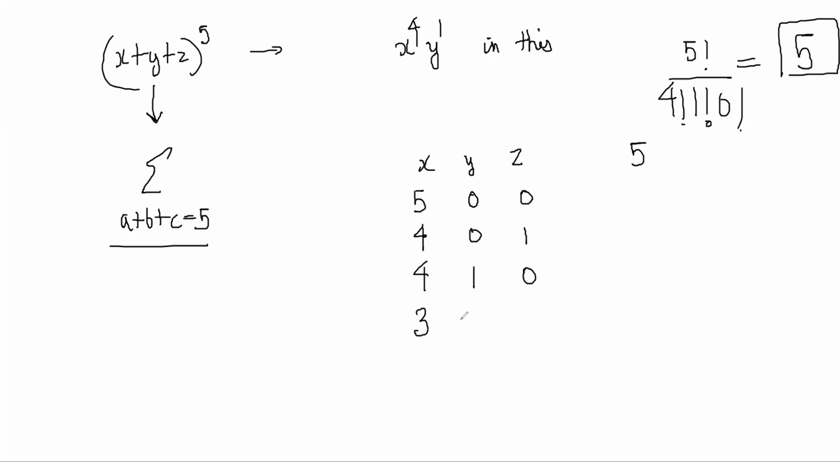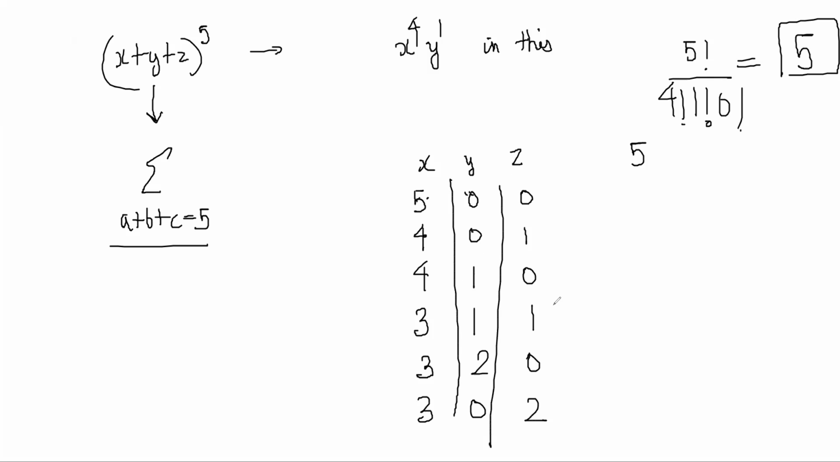You can do 3, 1, 1. You can do 3, 2, 0, 3, 0, 2, right? Nothing else in 3, I think. Then you can do 2, 2, and then things can be interchanged and this can become 5 and all, no? So there is a lot of possibilities, right? So you will have to figure out some way to realize how many such terms will come, right?